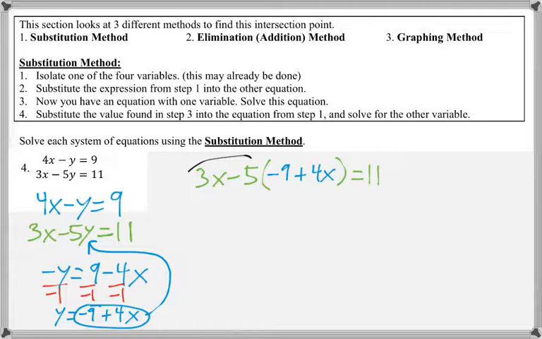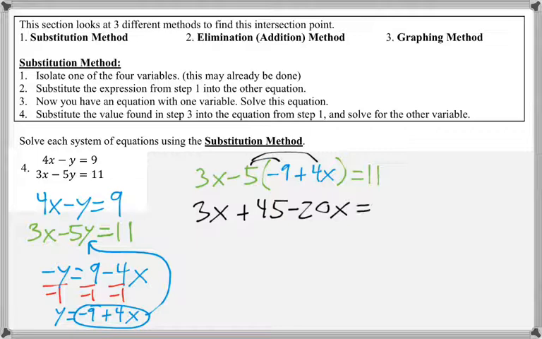So you'll notice that this equation only has x's. It does not have x's and y's, it just has x's. So this is something that we can solve. So if I distribute, that is 3x plus 45 minus 20x is equal to 11. And then if I combine like terms, negative 17x plus 45 is equal to 11.